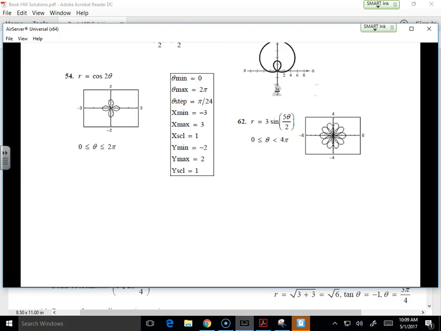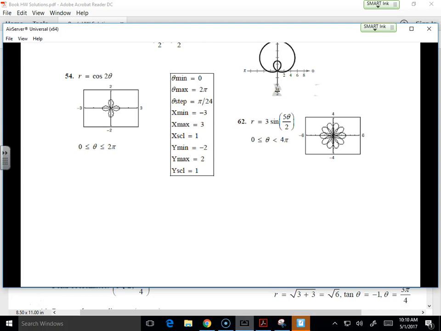Just in case you wanted to see the window, there's the window that you would need. Here in radians, pi over 2 is a good range. They put pi over 24. But guys, you could have done like 0.1, 0.2. You don't need to put pi over 24. There's no magic in that necessarily. You could have gotten it to negative 3 to 3 for the x's and negative 2 to 2 for the y's.